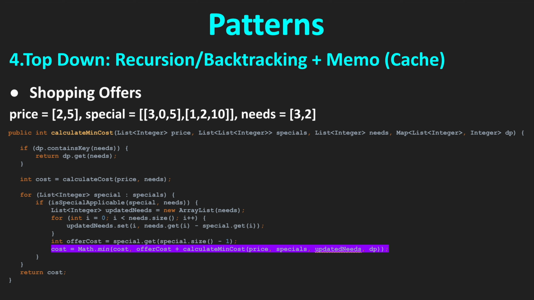The next one is the optimization problem: find the minimum, find the maximum, or let's say game theory related problems, and there again we are using the bottom-up approach. And the last one is the top-down approach, where we are using recursion or backtracking. So we are generating all possible solutions and we are storing those solutions in the cache in order not to recalculate, not to solve again the same problem that we have already solved.